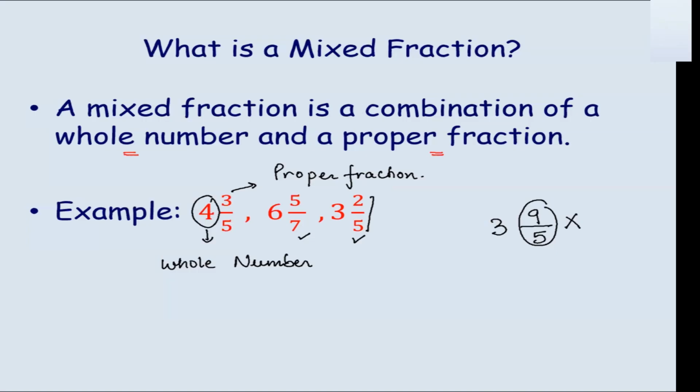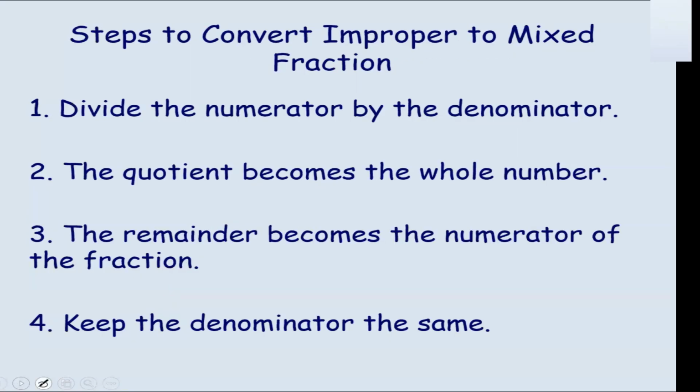Now, let's move on to how we convert improper to mixed fractions. Again, it is very important to note that only improper fractions can be converted to mixed fractions. In improper fractions, we know the numerator is greater than the denominator. That is why we can divide the numerator by the denominator. After dividing, we get a quotient, a remainder, and we have a divisor.